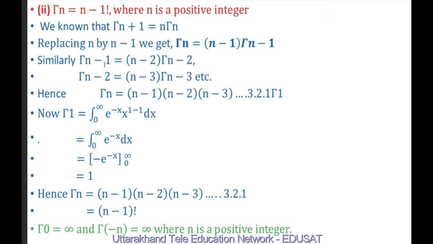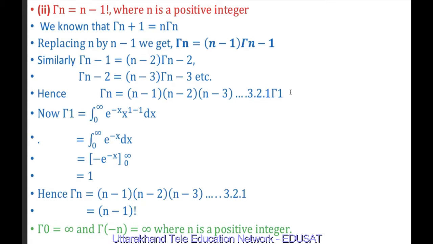Similarly, gamma n minus 1 is equal to n minus 2 gamma n minus 2. Gamma n minus 2 equal to n minus 3 gamma n minus 3 and so on. Hence, we can write gamma n equal to n minus 1 gamma n minus 1. Gamma n minus 1 is n minus 2 gamma n minus 2. Gamma n minus 2 is n minus 3 gamma n minus 3. So like this we will have 3, 2, 1 and in the end we will have gamma 1.